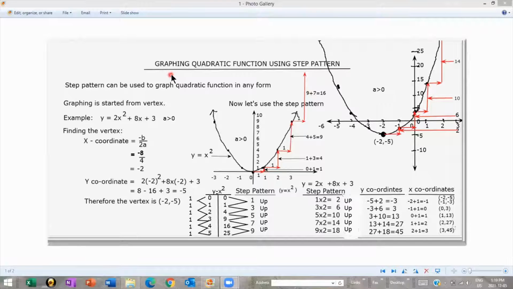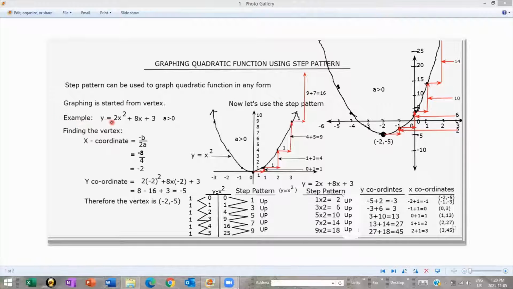In my previous video, I did graphing of quadratic functions in standard form. Now, in this video, I am going to discuss quadratic graphing again, using step pattern. Step pattern can be used to graph quadratic functions in any form. There are a couple of forms of quadratic functions: one is standard form, another is vertex form, and the factored form. Whatever the form, you can apply step pattern to graph.